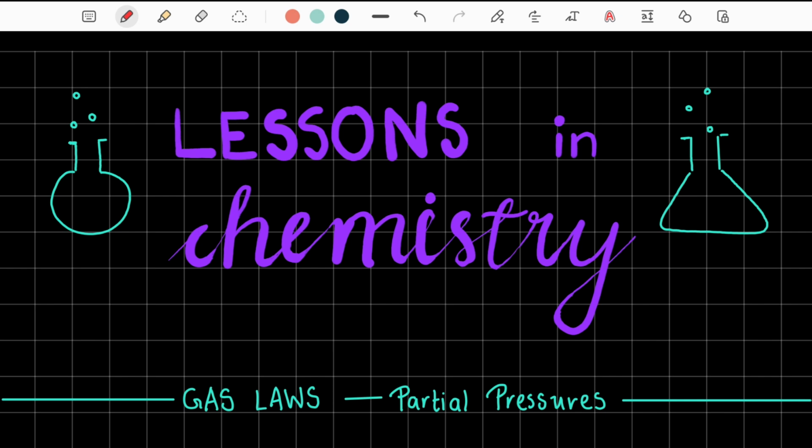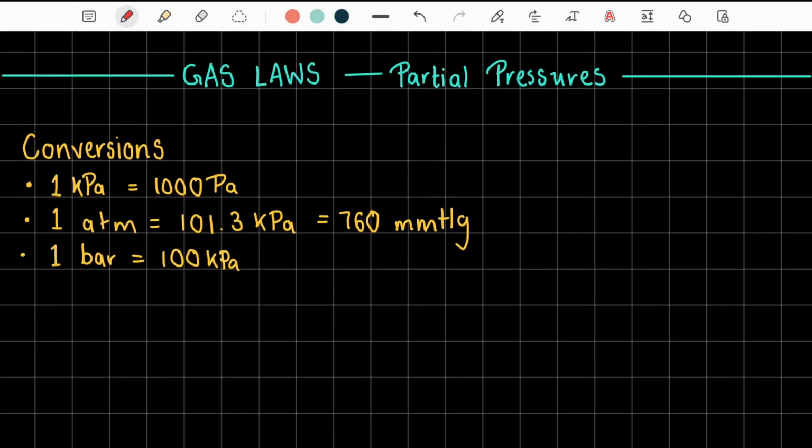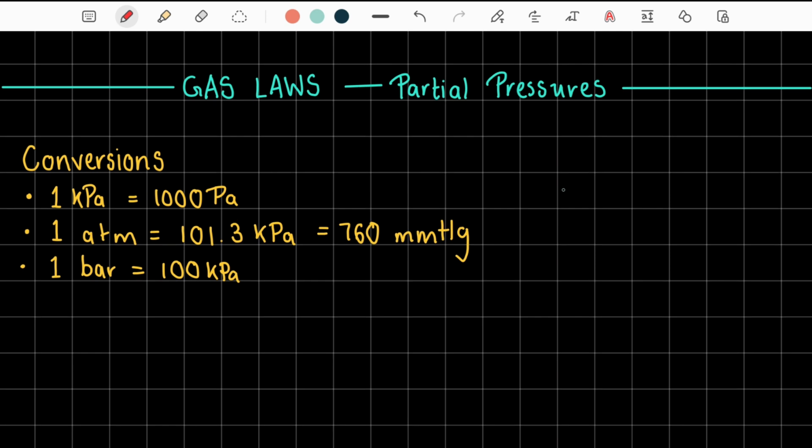Today we are going to look at partial pressures under the topic of gas laws. Before we get into it, we first have to understand a few of the conversions that take place when you are using gas laws. The most common units that you will come across are kilopascals. 1 kilopascal is equal to 1,000 pascals. Keep in mind that a pascal has a unit of newtons per meter squared in SI units.